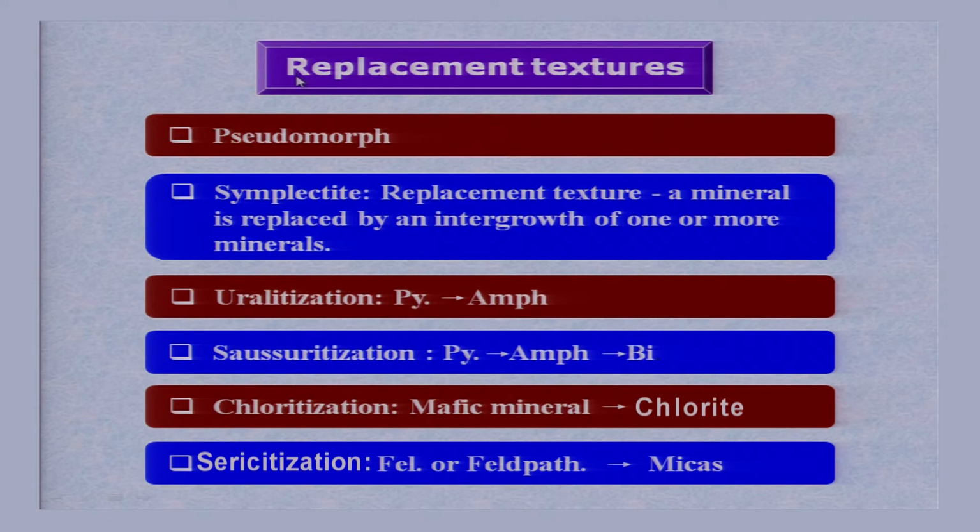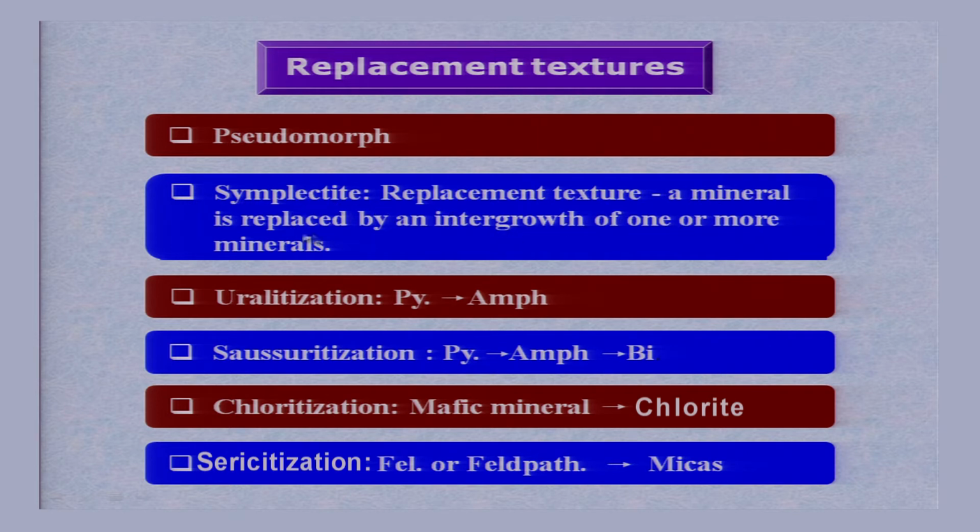Now, I am discussing another type of texture, called replacement texture. The first formed mineral was subsequently replaced by another mineral. As a result, we get a pseudomorph. Pseudomorph means the crystal which crystallizes in the replaced mineral's space acquires that shape and forms a pseudomorph. The other category is symplectic texture, a replacement texture.